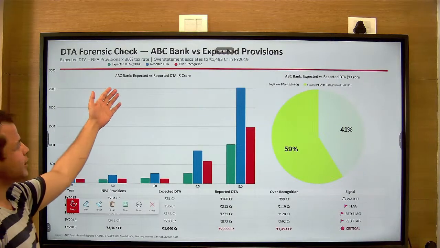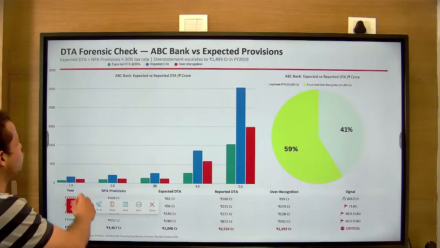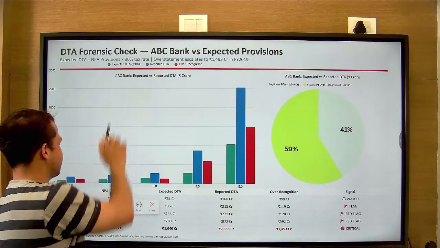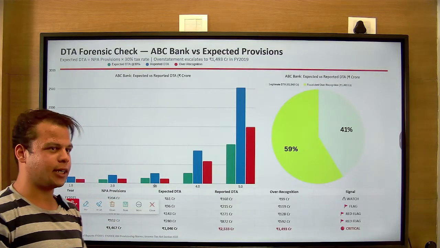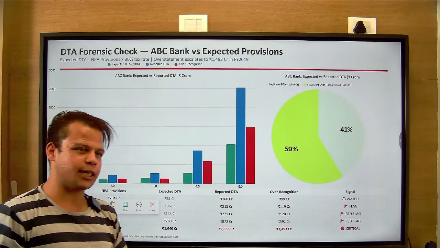Now ABC Bank's expected versus reported DTA. Here the blue color denotes the reported DTA in their financial statements, and the green bar shows the expected DTA, what their expected DTA was. And the red color shows the over-recognition, how they overstated their DTA.